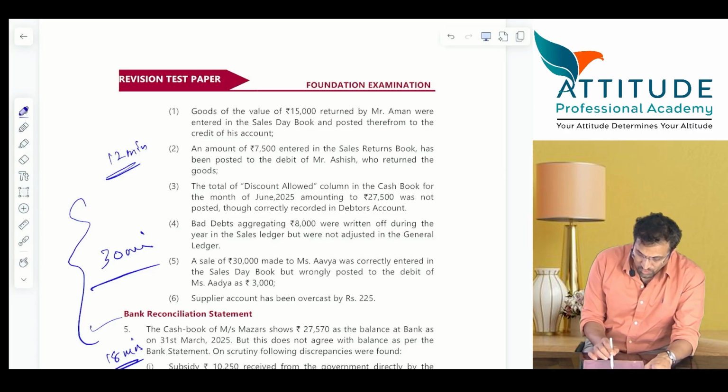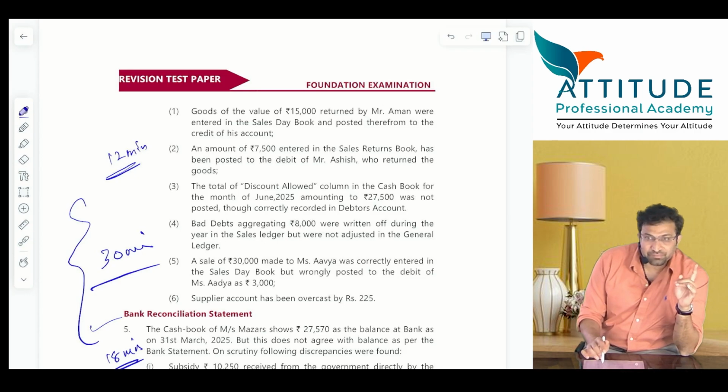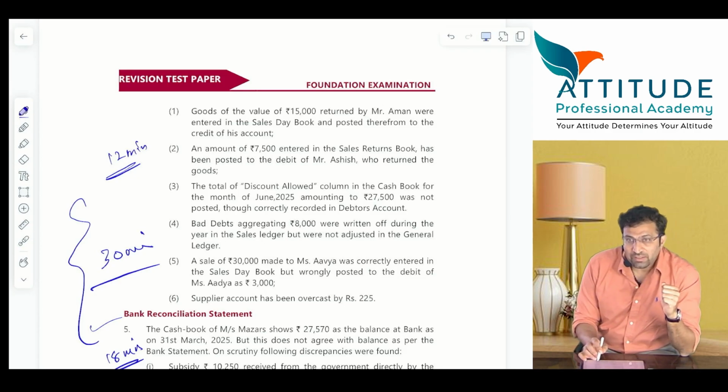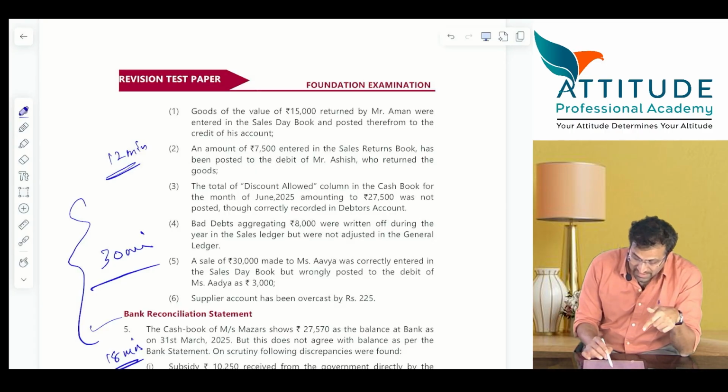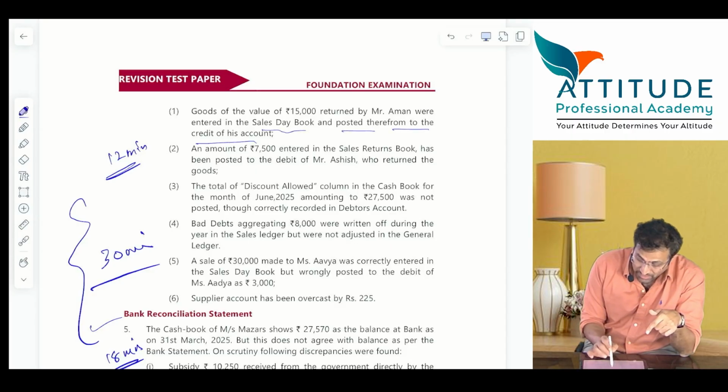Goods of the value 15,000 returned by Mr. Aman were entered in sales day book. I repeat, goods of the value 15,000 returned by Mr. Aman were entered in sales day book. Actually, you tell me where it should be recorded. Aman is your customer. He is returning, means for you it is sales return. It should be entered in sales return, but instead it is entered in sales day book and posted therefrom to the credit of his account.